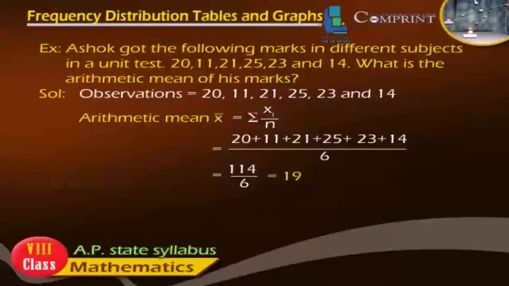Example. Ashok got the following marks in different subjects in a unit test: 20, 11, 21, 25, 23 and 14. What is the arithmetic mean of his marks? Solution. Observations equal 20, 11, 21, 25, 23 and 14. Arithmetic mean x bar equals sigma xi by n equals 20 plus 11 plus 21 plus 25 plus 23 plus 14 divided by 6, equals 114 by 6, equals 19.